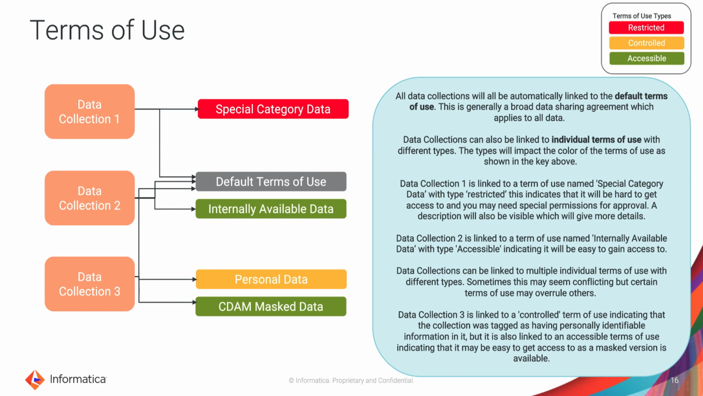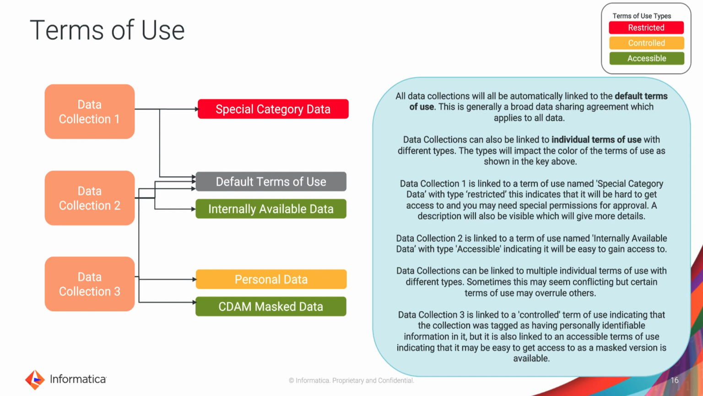So CDAM is Cloud Data Access Management, another Informatica product, which is on IDMC. And what this is saying is that even though this data collection does have personal data in it, you can choose to order it via a controlled route where data will be masked as appropriate for the user. So they won't get any data that they shouldn't. Potentially fields will be dropped or hidden, or particular rows will be dropped or hidden. And that means that they should be able to get access to the data relatively easily.